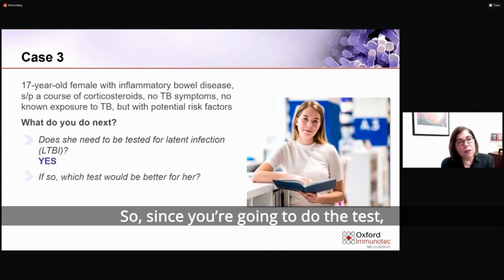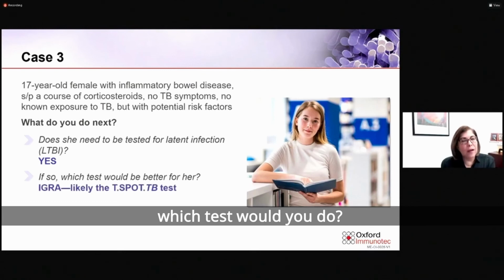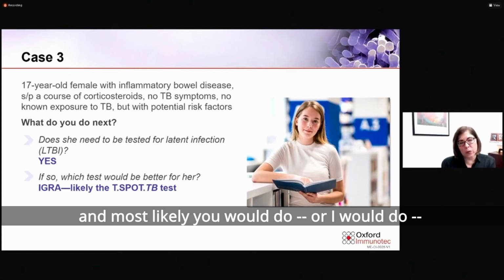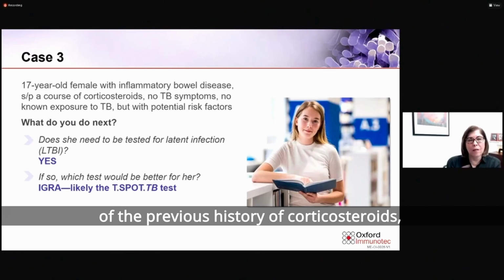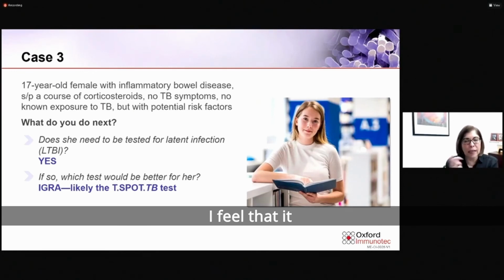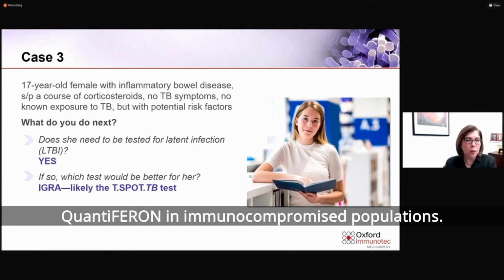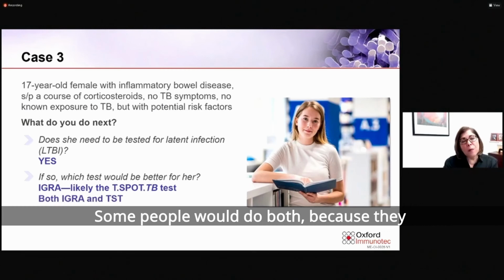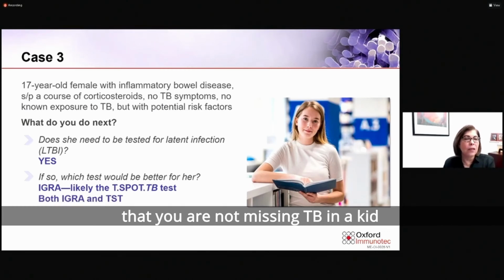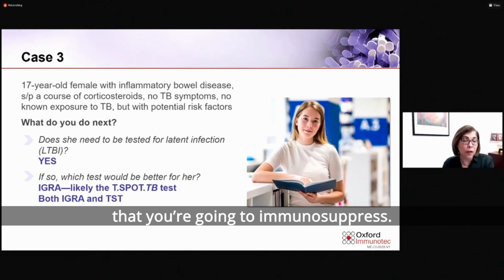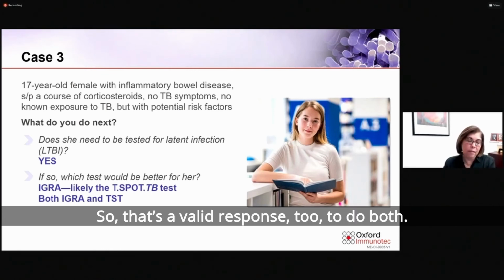Since you're going to do the test, which test would you do? Definitely you would do an IGRA, not a TST, and most likely I would do a T-spot TB test because of the previous history of corticosteroids. I feel that it has an advantage over QuantiFERON in immunocompromised populations. Some people would do both because they want to be absolutely sure that you are not missing TB in a kid that you're going to immunosuppress. So that's a valid response.